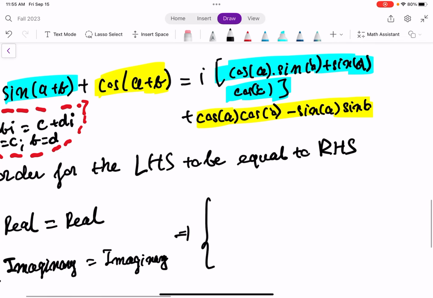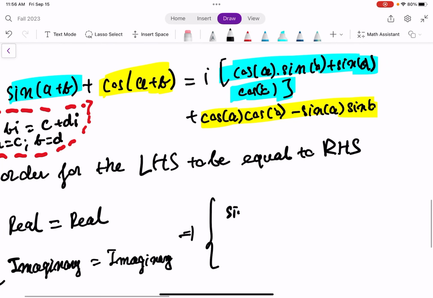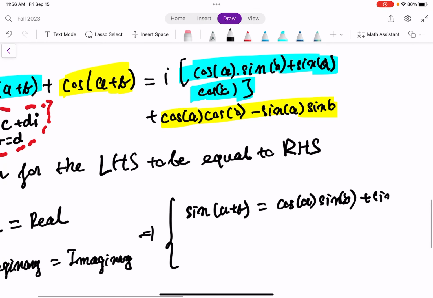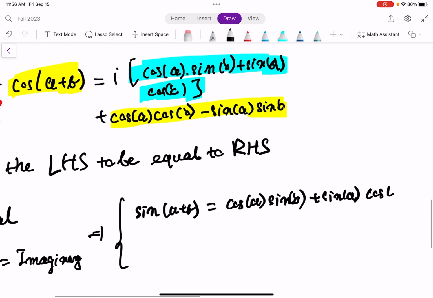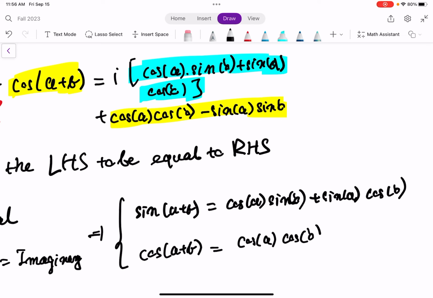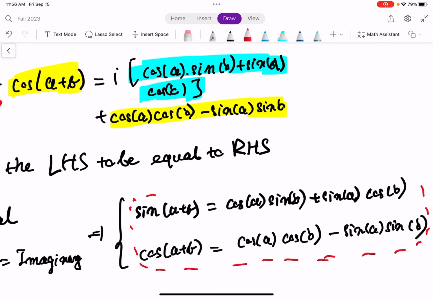So if you equate both sides, you get sine of a plus b equals cosine a sine b plus sine a cosine b. Similarly, cosine of a plus b equals cosine a times cosine b minus sine a sine b. That is exactly the expression we want to arrive at. Very, very beautiful, right?